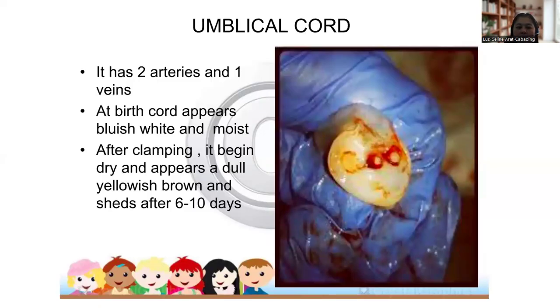We look at the tip of the recently cut umbilical cord. We have to see two arteries and one vein. Okay, that is normal. That is what it should be. That means the baby has been well nourished while inside the womb. And the umbilical cord should appear bluish white and moist because it was just recently clamped and separated from the placenta. And then later on, within 6 to 10 days, we would expect it to start drying up, becoming brown, and then later on will shed off.